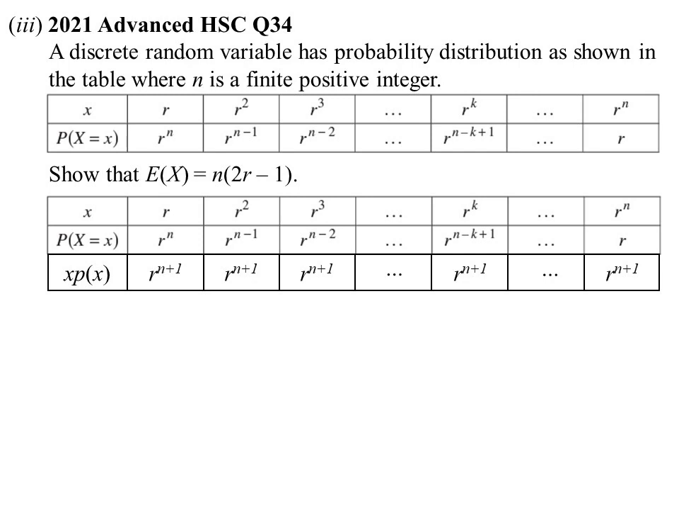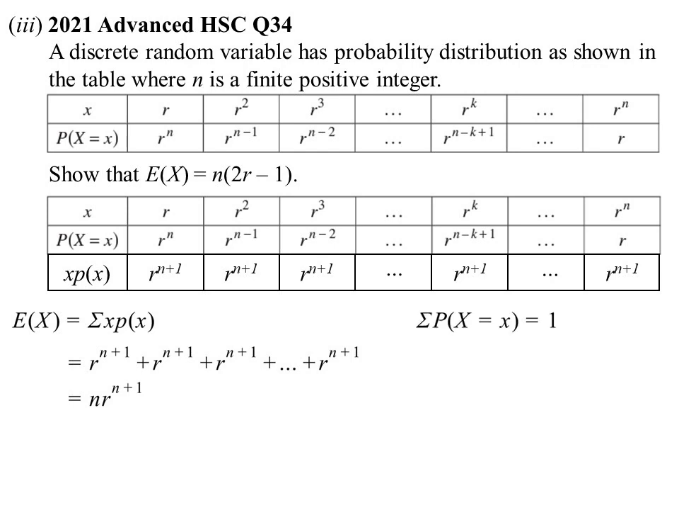Now, expected value was the sum of that row. So how many do we have? We're starting at the power of 1, we finish with the power of n, so there must have been n of them. And so we've got n lots of r to the power of n plus 1. Hang on, they've said show that it's n times 2r minus 1. Something else is happening here.